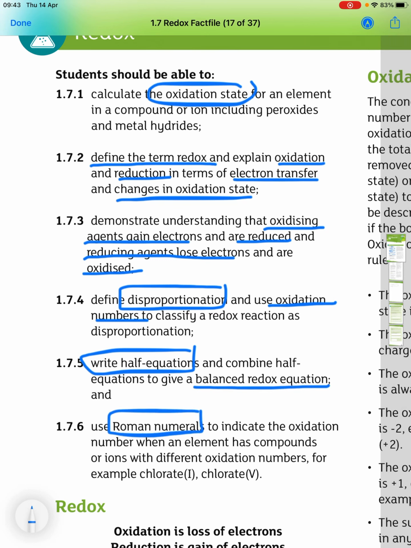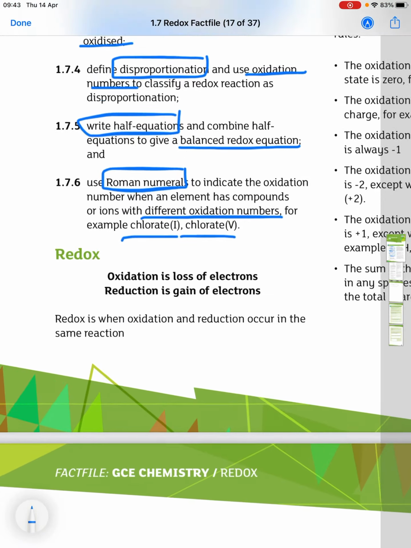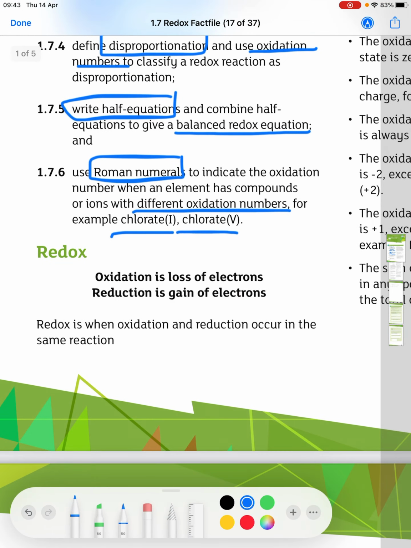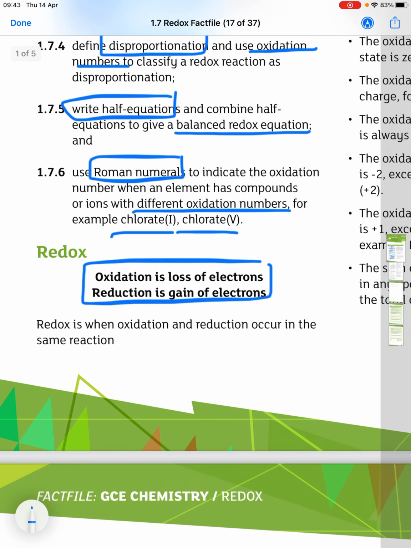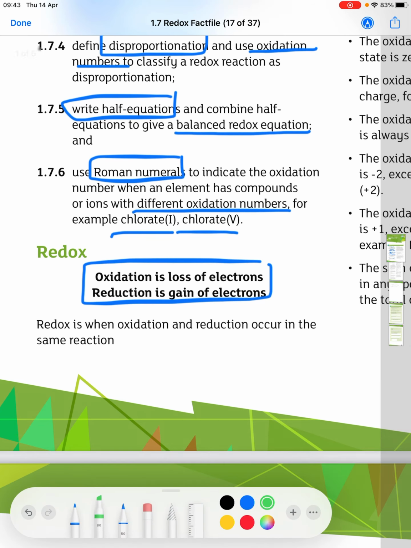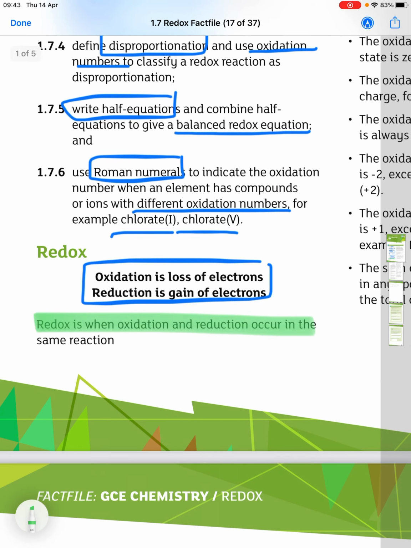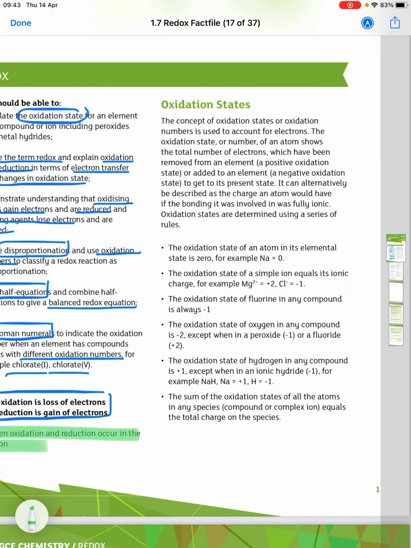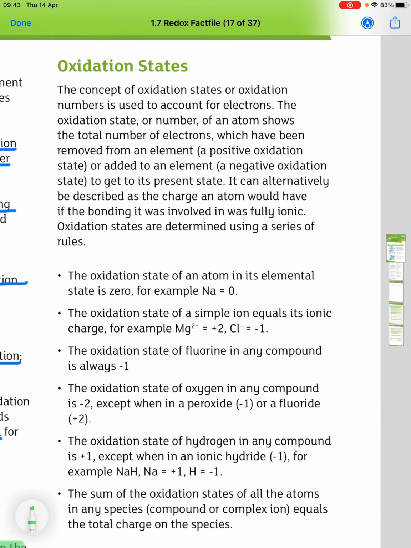And number 6 is using Roman numerals to indicate the oxidation number when an element has compounds or ions with different oxidation numbers. For example, chlorate(I) and chlorate(V). So, very importantly, oxidation is the loss of electrons and reduction is the gain of electrons. And redox is when oxidation and reduction occur in the same reaction.